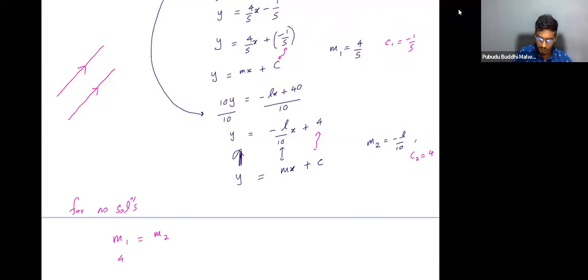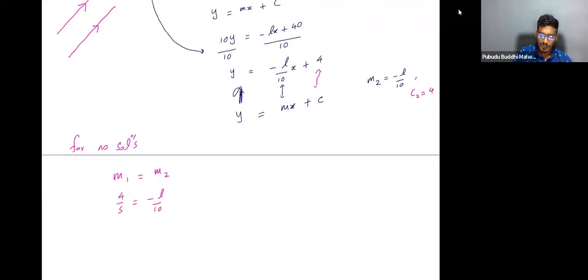So 4/5 equals -L/10. Multiply both sides by 10. Even better, if we multiply both sides by -10, because I want to remove that minus sign in front of L. Here 10 and 10 will cancel. This is actually -1. I did divide both terms by 10. Then minus L into -1, that is plus L.